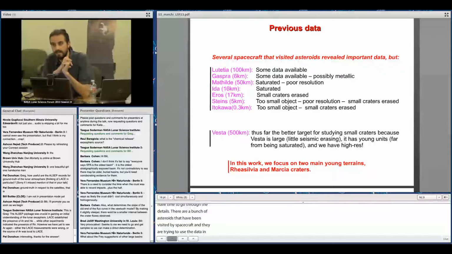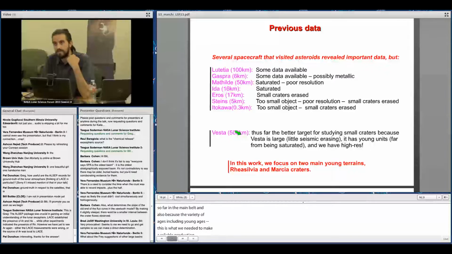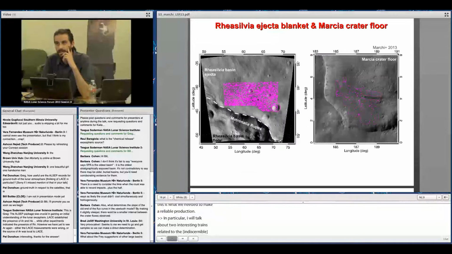Well, it just happens that the best example so far is, without any doubt, the asteroid Vesta, because it is the largest object that has been observed so far in the main belt, and also because the surface of Vesta has terrains with a variety of ages, including very young ages, which is what we need in order to make reliable predictions. In particular, I'm going to talk about two interesting terrains which are related to the Rheasilvia Basin, a large basin in the southern hemisphere of Vesta, and Marcia crater, which is in the northern hemisphere of Vesta. So here we see the two terrains that we use.